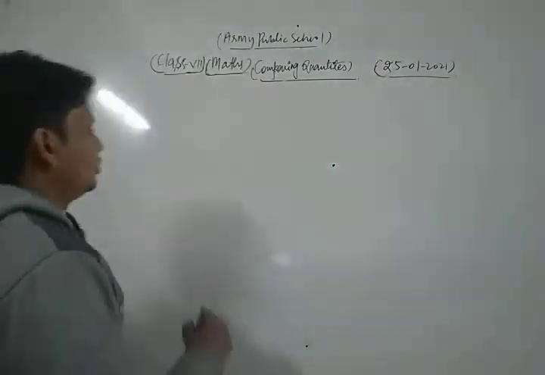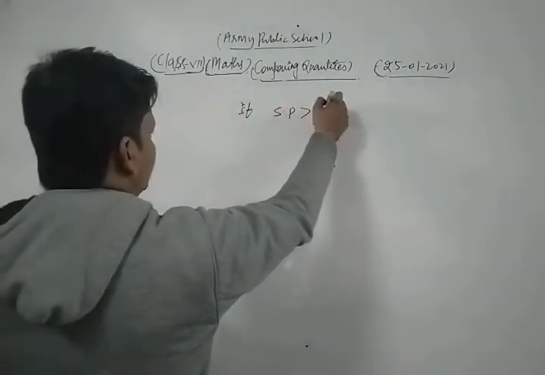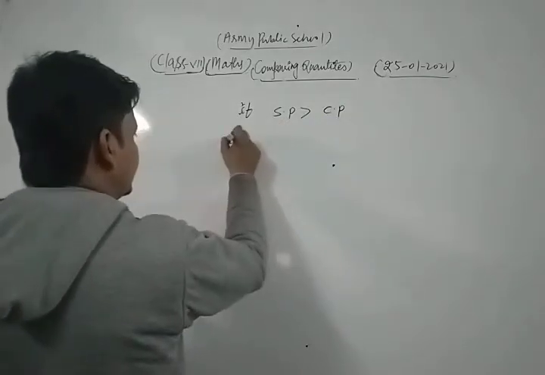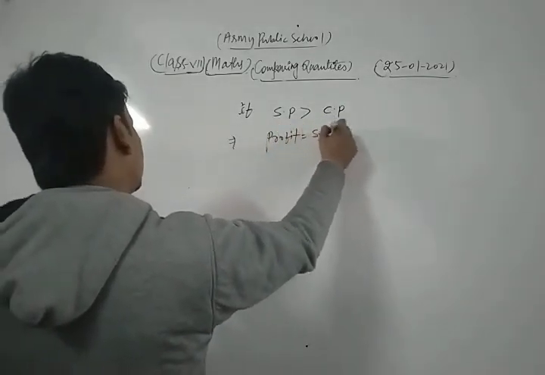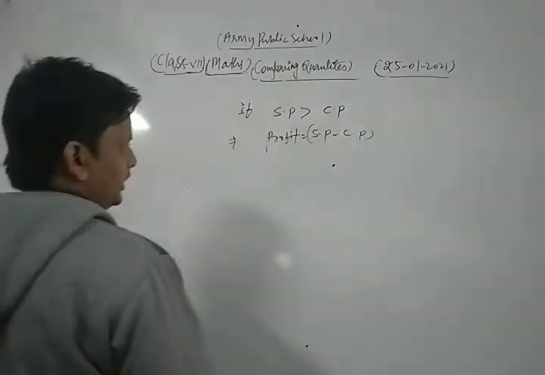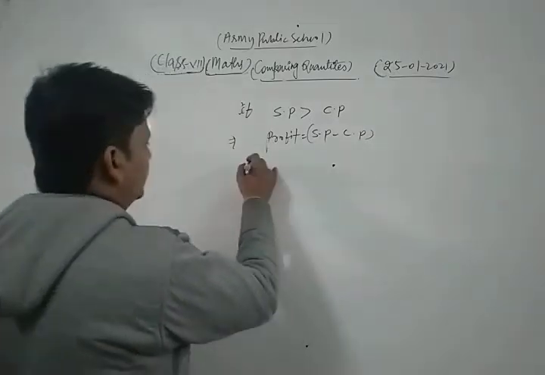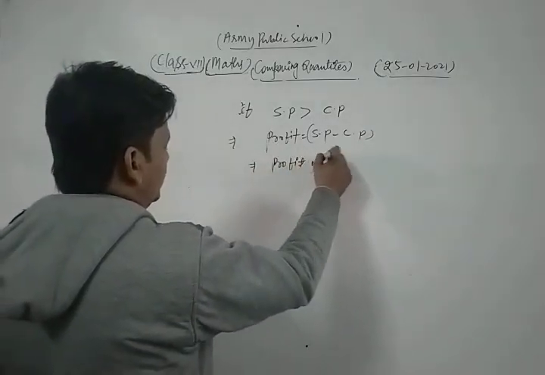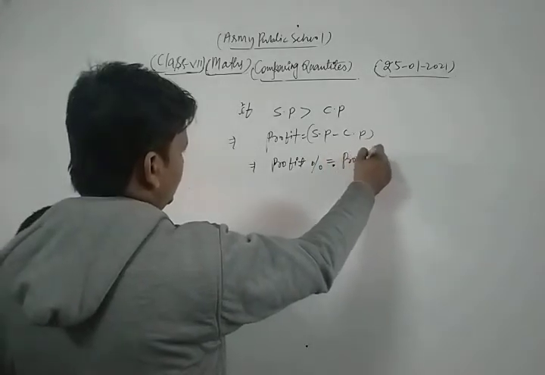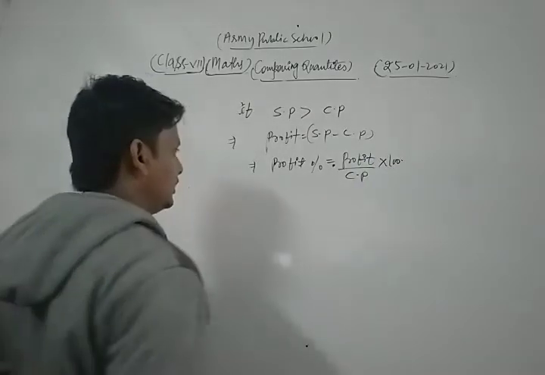If the selling price is greater than the cost price, then in that condition we get a profit. So profit is equal to selling price minus cost price of an object. And the formula for profit percent is profit upon cost price into 100.